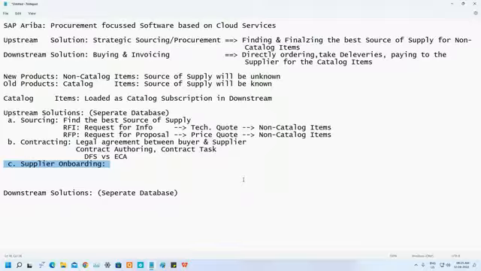So it means, very simple, that supplier onboarding is there. And what is the meaning of supplier onboarding? Supplier onboarding means how you are going to load the supplier into Ariba.